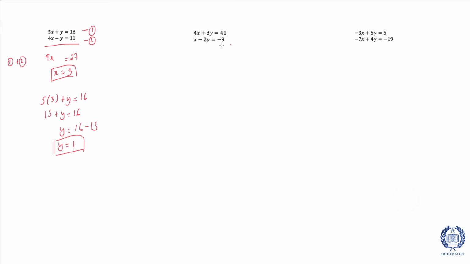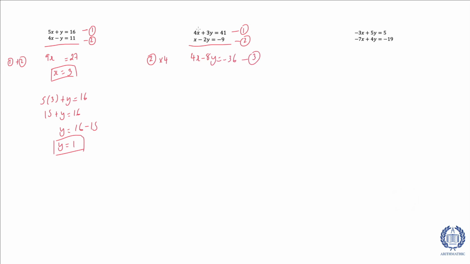Second one, what we're going to do is, again, label equation 1 and 2. Now, I'm going to make x the same because all I need to do is times equation 2 by 4 to get that to 4. So I'm going to say equation 2 times 4. So that means 4 times x is 4x. 4 times minus 2y is minus 8y. And then 4 times minus 9 is minus 36.